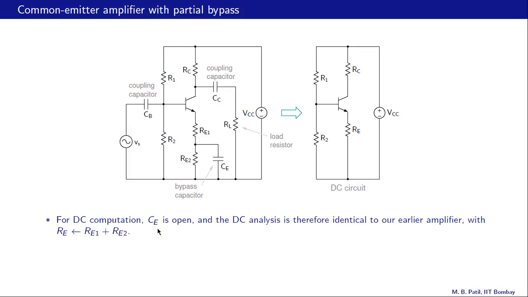For DC computation, CE is open, all capacitors are open circuits. So what do we get? So this is an open circuit. We get RE1 plus RE2 going to ground from the emitter, and if we call RE1 plus RE2 as RE, then this is the circuit we get, and this is the same circuit as we had for the common emitter amplifier. So the DC analysis is therefore identical to our earlier common emitter amplifier with RE equal to RE1 plus RE2. We don't need to do it again.